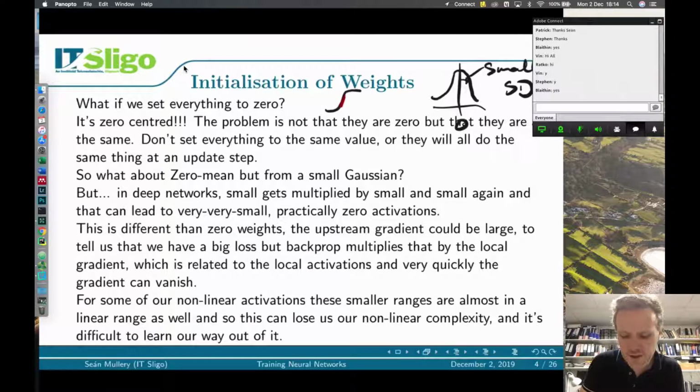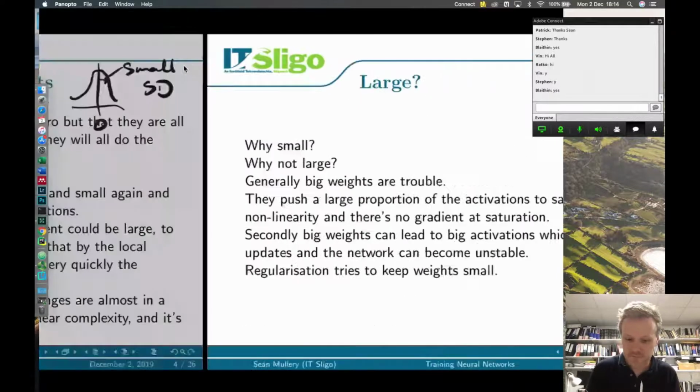change. So ideally we don't want all of our weights being in these saturated levels, but we do want things to be pushing towards those, so that you get the maximum out of your range, and you get the non-linearity to start doing something. So from that point of view, you want it to spread out pretty well over those, and therefore we'd like our values to be not too small, but also not too large, as we're going to see on the next slide. We want it to be kind of just in the middle. So for some of our nonlinear activations, these small ranges are almost in the linear range as well, and so this can lose us our nonlinear complexity, and it's difficult to learn our way out of it.